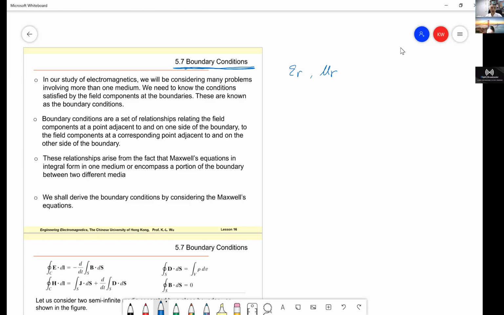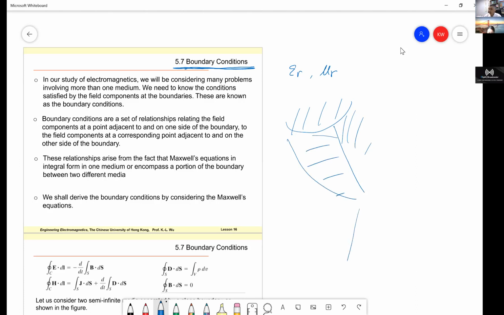We have to deal with different media, all kinds of geometry. For example, if you look around, you see the wall, the floor, the ceiling, all different materials. Trees, your human body, even inside the human body we have different organs with different permittivity. I assume permeability is the same, but the permittivity is different. So we have one medium, and then another medium, and this is a third medium.